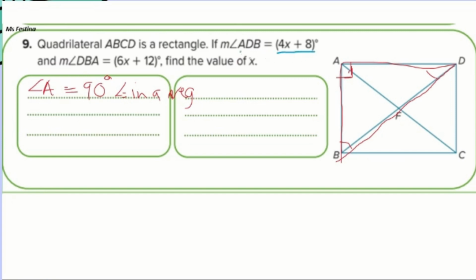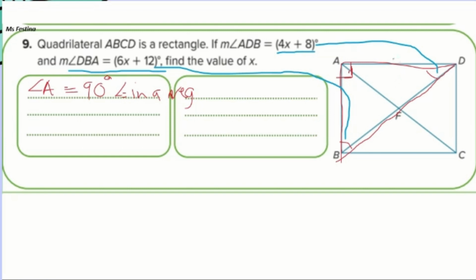So ADB is this angle here, and then DBA is this angle here. Let me just use a blue line to show. So there is the angle there. These two angles will add up to 90 degrees too, because angles in a triangle add up to 180. Okay, so let's just show that.